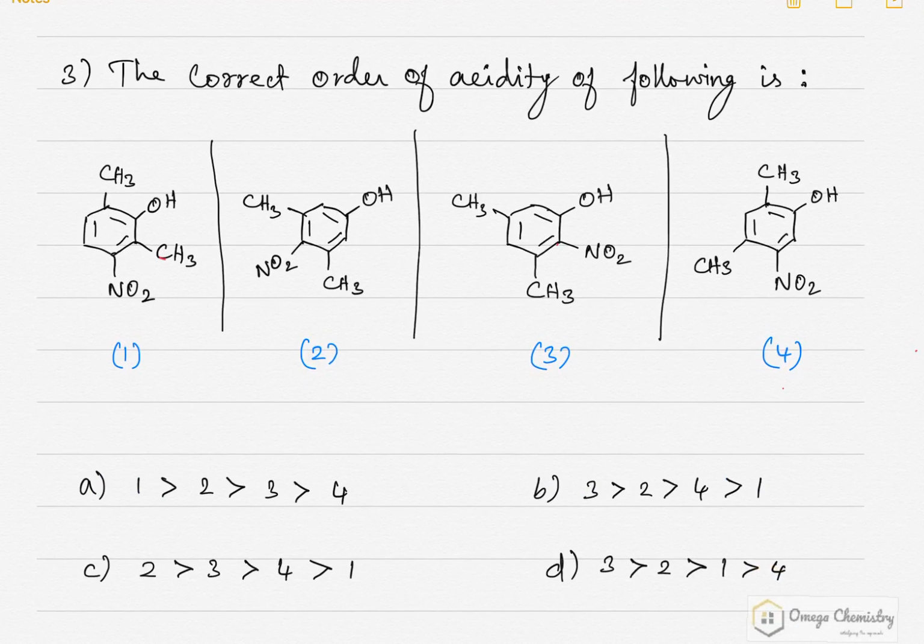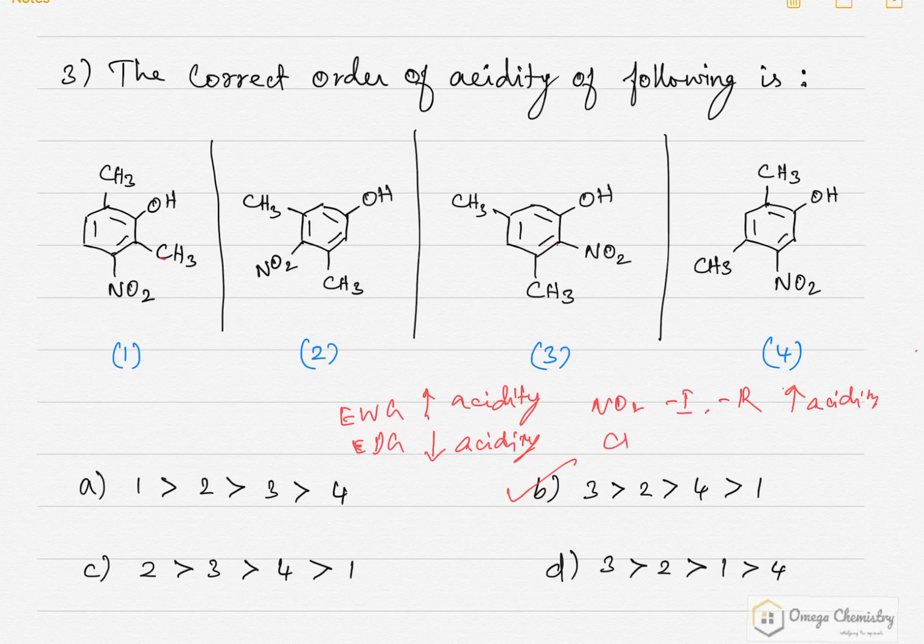Third one, the correct order of acidity of the following is, the right answer is B. We know that electron withdrawing group will increase acidity, whereas electron donating group will decrease acidity. And we know that NO2 group is both minus I and minus R group, which will always increase acidity, right? Whereas methyl group has plus I effect and it will decrease acidity.